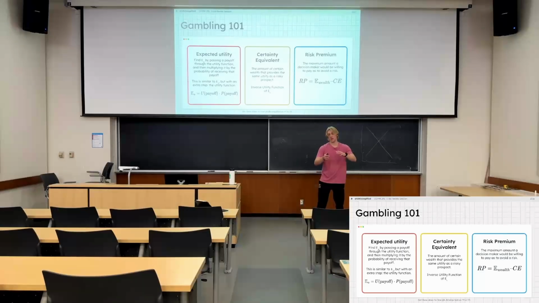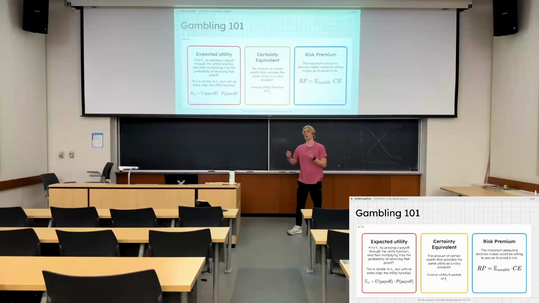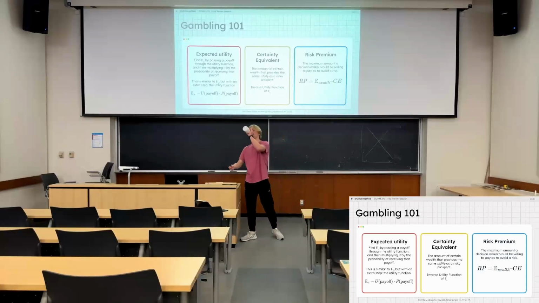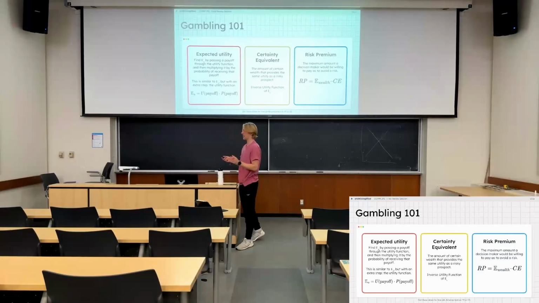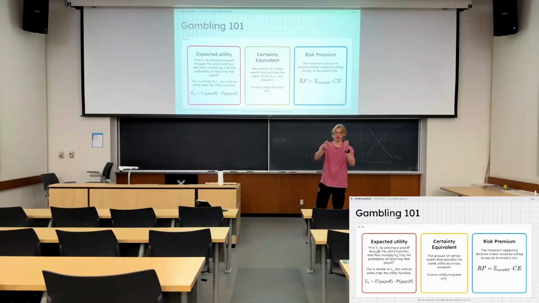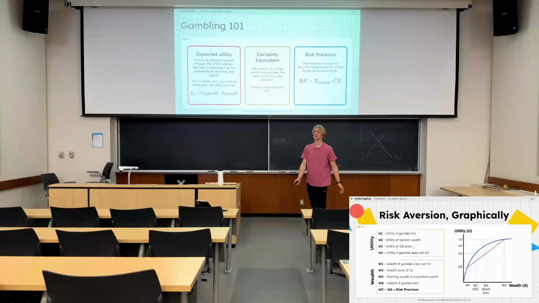And then if you take that combined expected utility and you put it through the reverse of the utility function, that's going to be your certainty equivalent. It's going to say, how much money would you rather have for sure than taking this gamble? And then the difference between the expected value of your wealth and the certainty equivalent is going to be your risk premium.